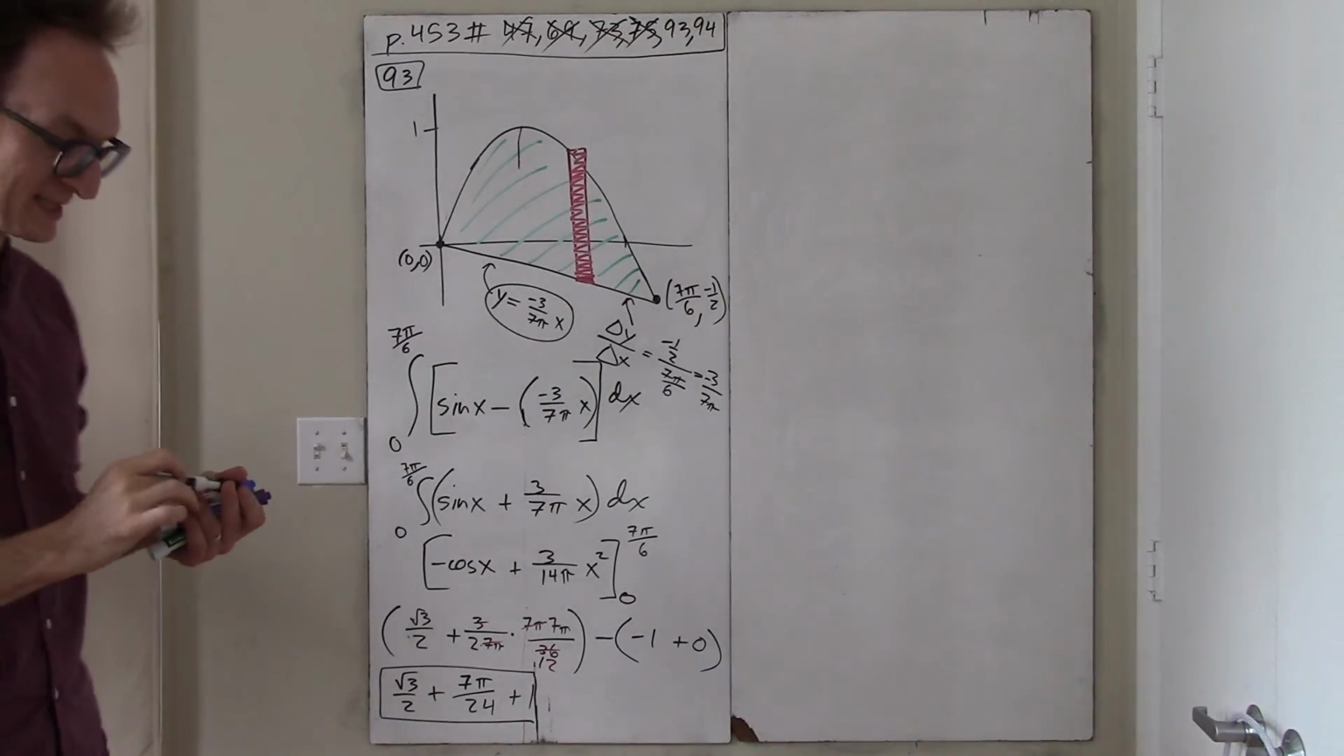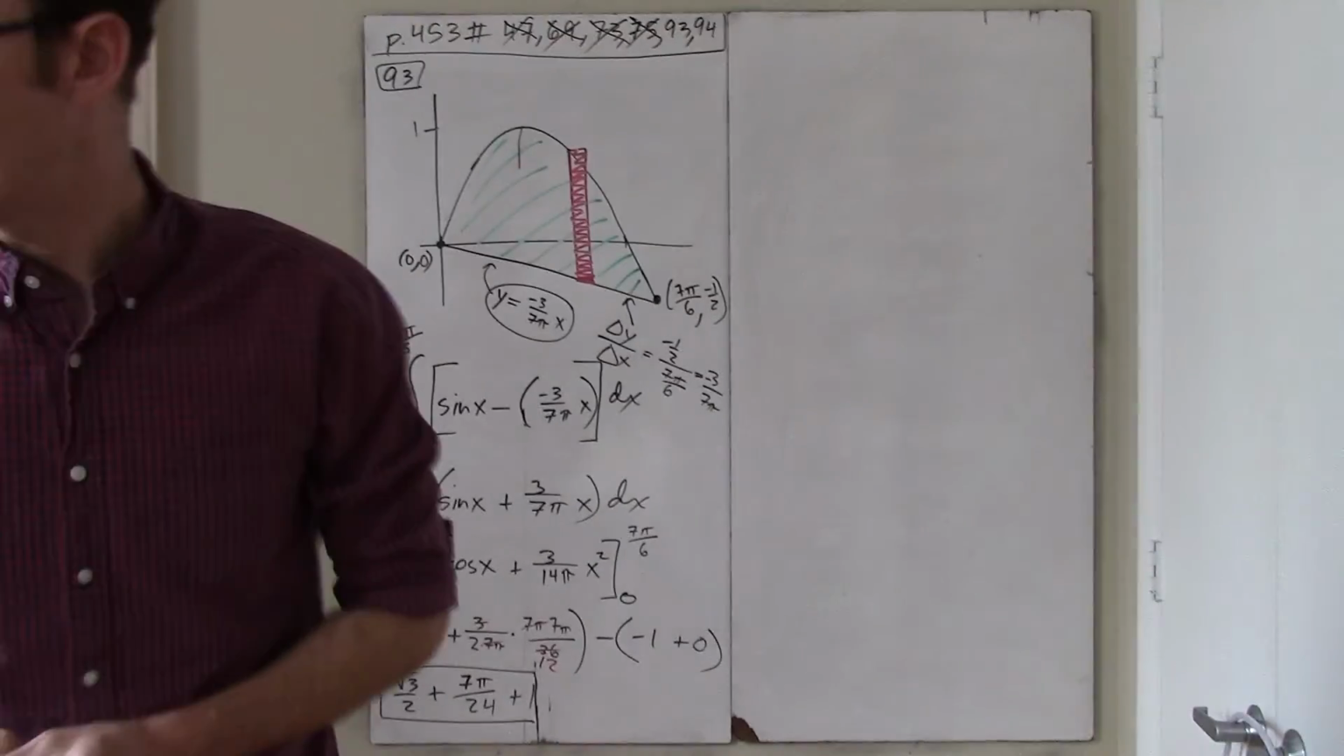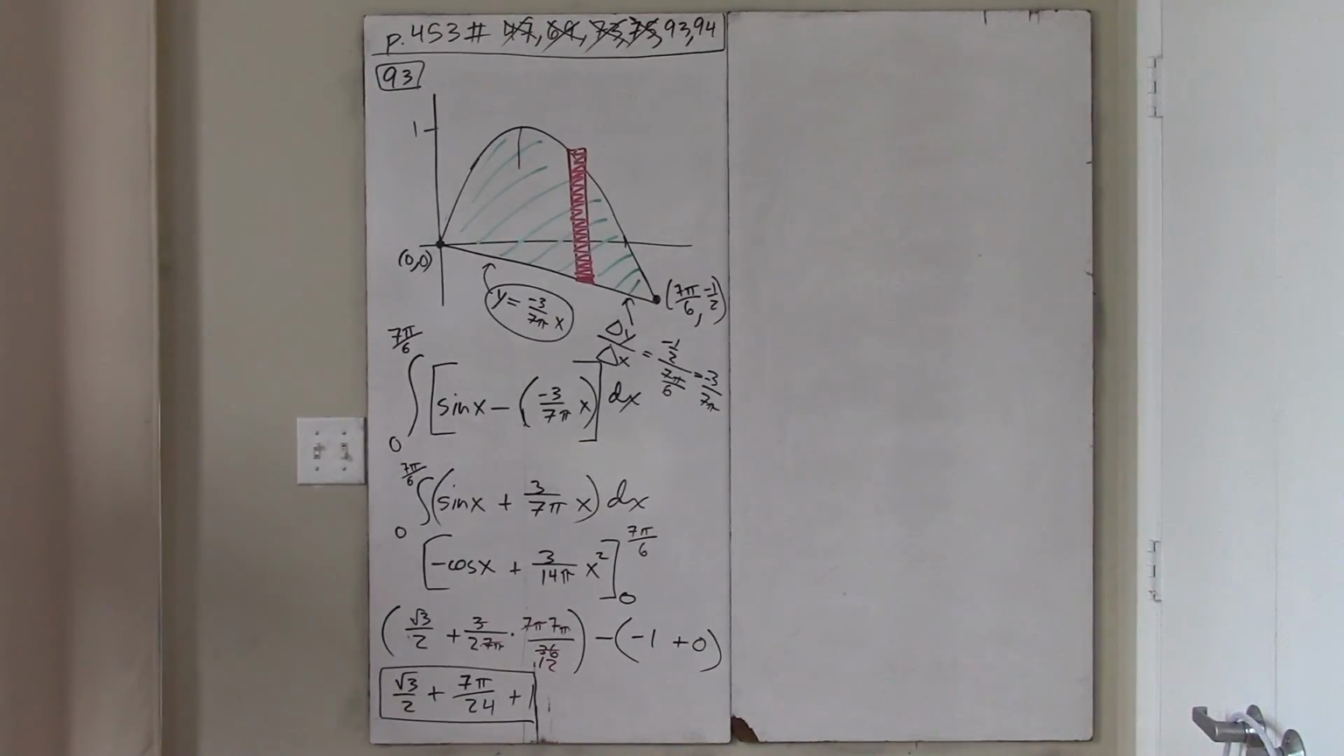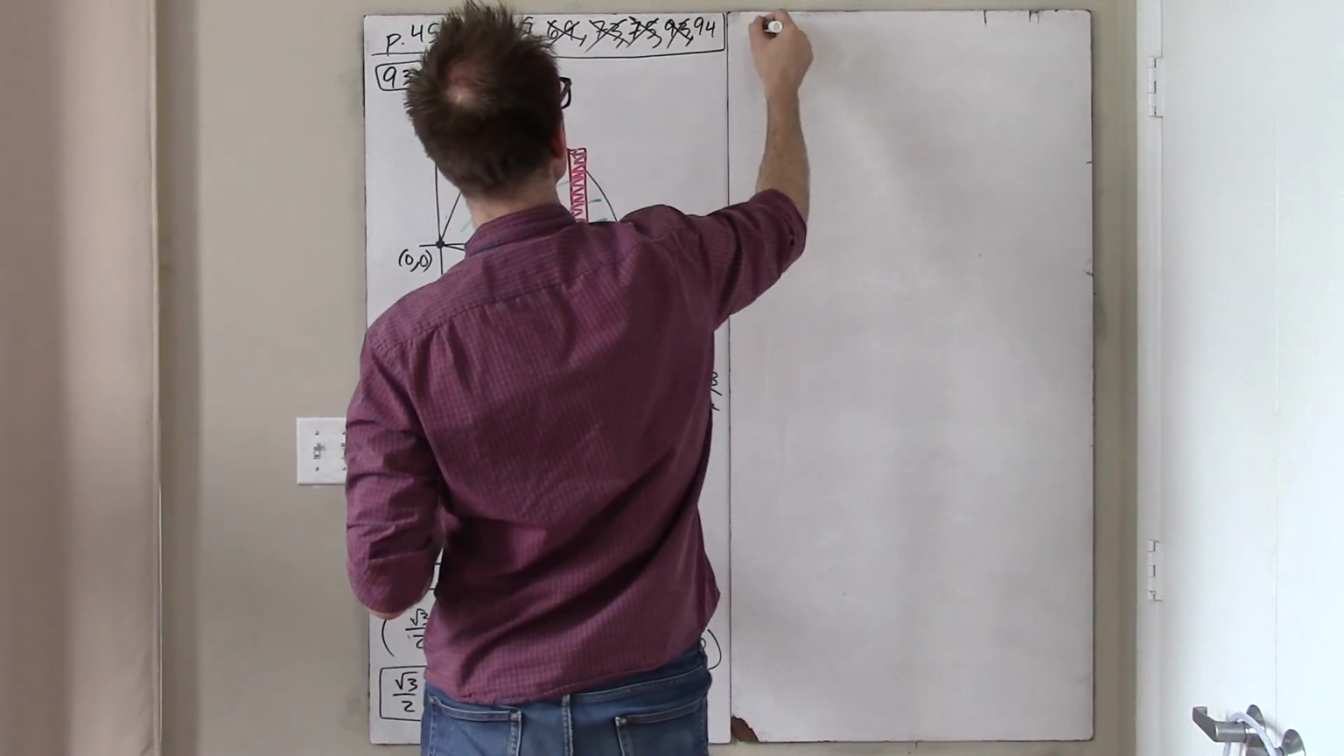Root 3 over 2 plus 7 pi over 24 plus 1. That could easily be wrong. Let me check this really quick. 93, eh? Root 3 over 2 plus 7 pi over 24 plus 1. Yeah. Okay. Good. That was 93.